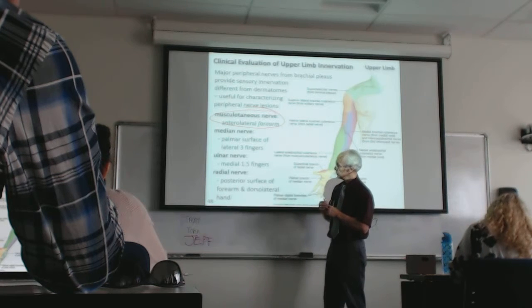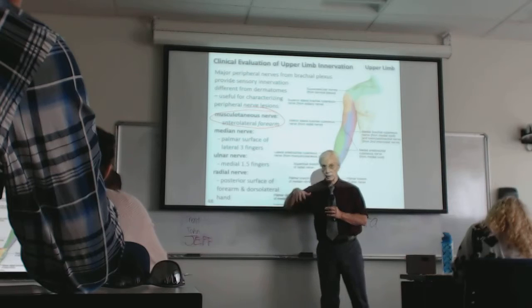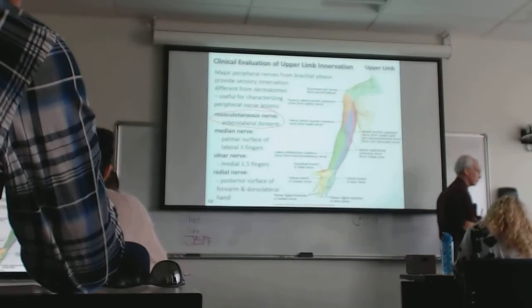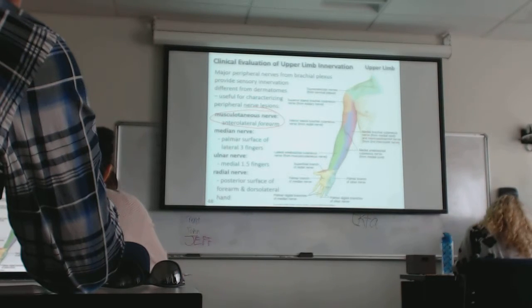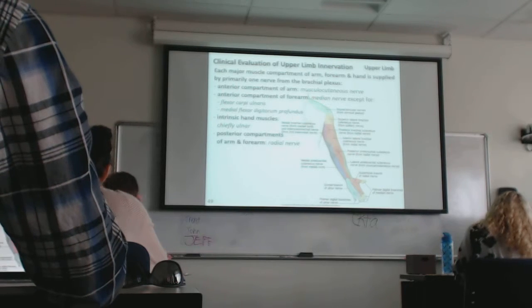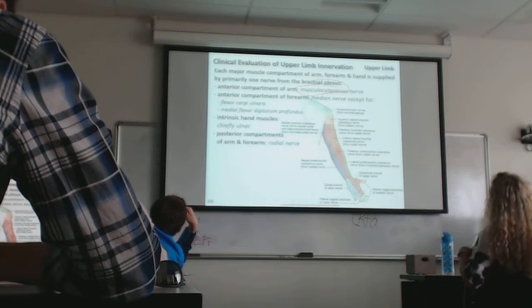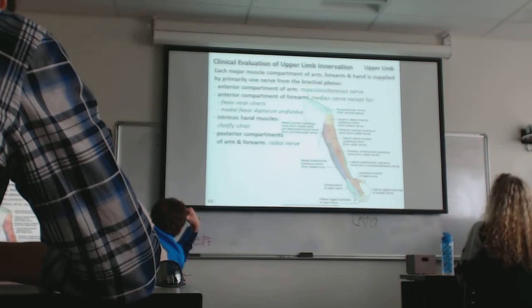So the radial nerve is the posterior surface of the forearm. In fact, the radial nerve is kind of easy because it's the posterior side all the way down from the arm to the forearm. With respect to motor function, again, a very broad generalization. The anterior compartment of the arm is musculocutaneous. The anterior compartment of the forearm is chiefly the median. There are going to be some exceptions.